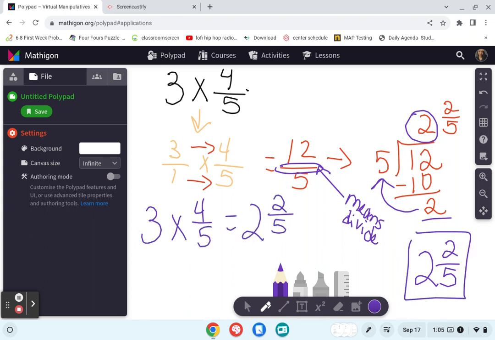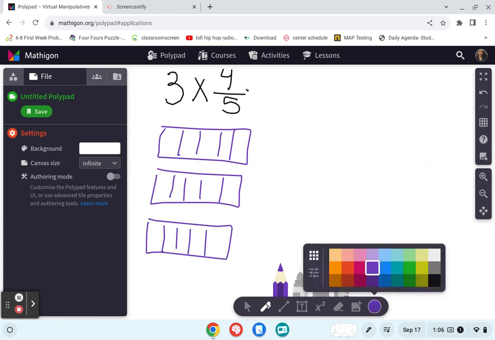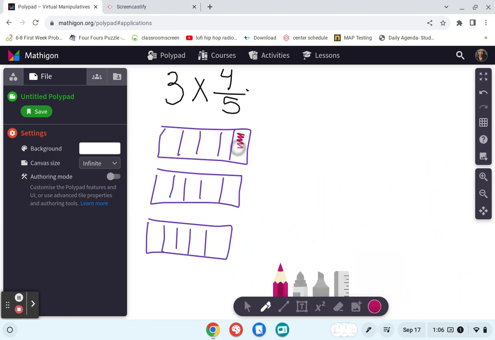Now, if I drew this out, I would also be able to tell this through my model. Let me pause you for a second so I can clear my screen, and I'll show you that. All right, so we're back, and now I have 3 groups of, and I'm just going to shade in my 4. 1, 2, 3, 4. So I'm getting ready to have 3 groups of 4/5 here.